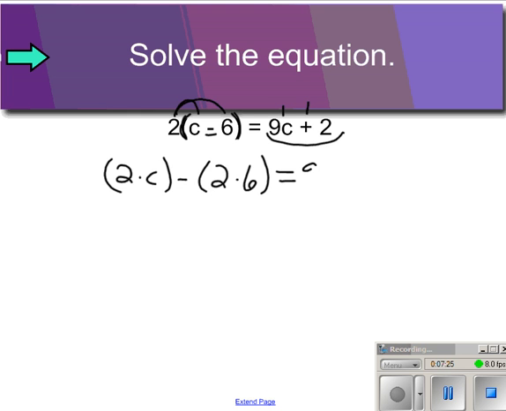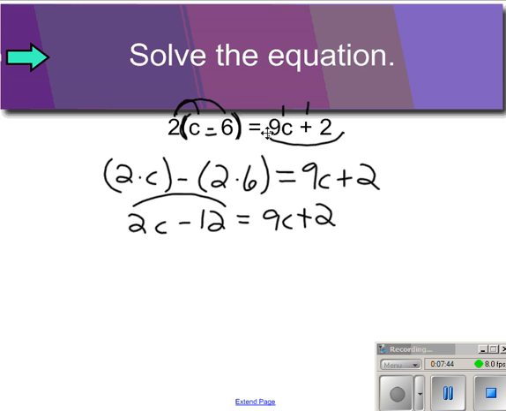Now I'm not going to just leave that. I'm going to keep my equation as intact as possible. I'm going to do 2c minus 12 equals 9c plus 2. And you can see that that equation now looks like the ones we just did. I have my left side simplified down to just multiplication and subtraction. My right side is simplified multiplication and addition. Now I'm going to go through the process of deciding where I want my variable to end up, on the left or the right. On this side I have 2c, on this side I have 9c. 9c is larger, so I want my variable to end up on the right.